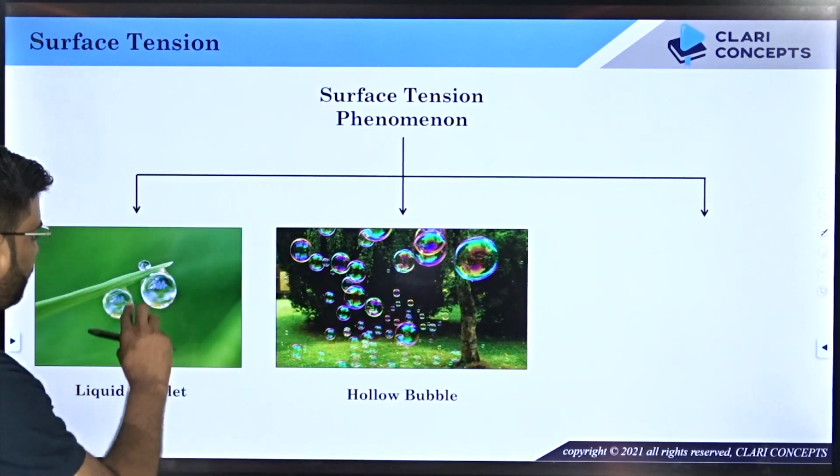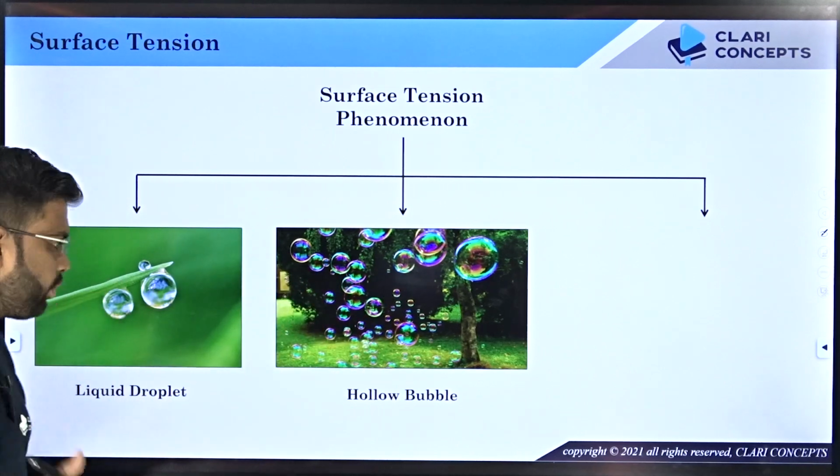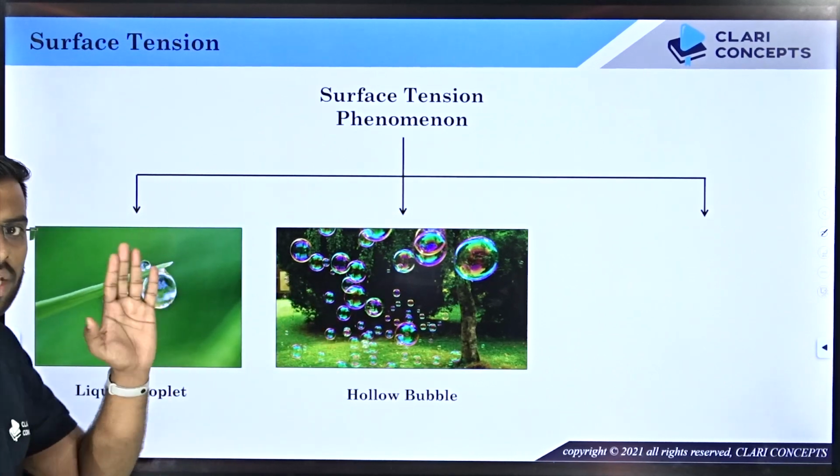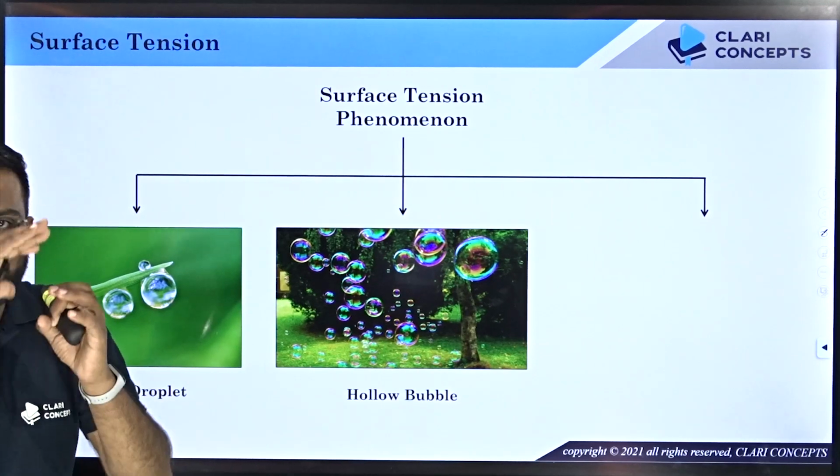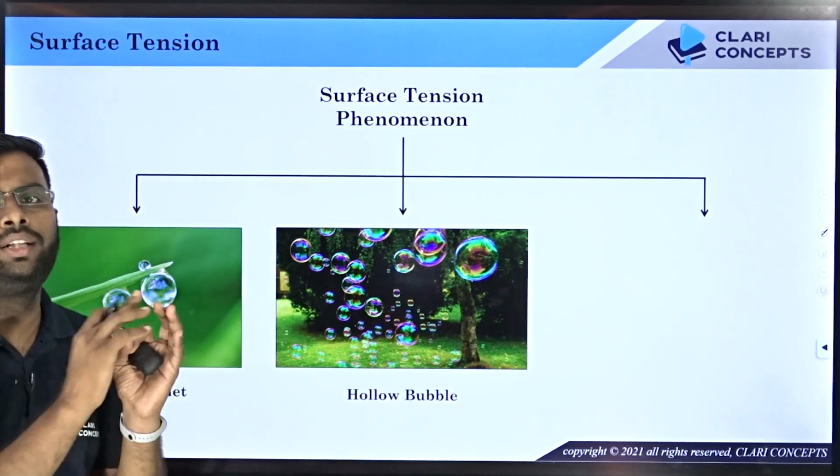Now see, the difference between a droplet and a bubble is one aspect. In a droplet, if you cut the droplet, the entire droplet is filled with water molecules. Inside the bubble, you will not see any other molecule.